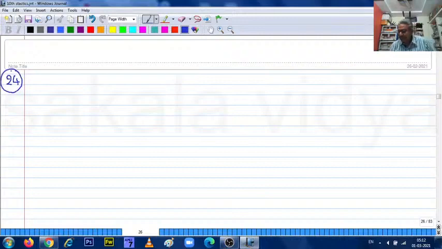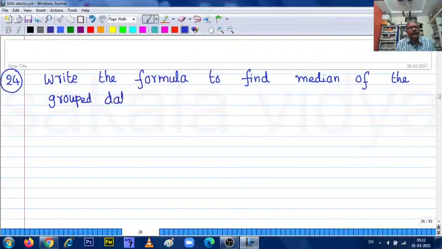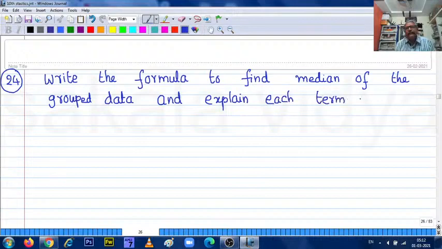So let us move to the 24th question now. Write the formula to find the median of the group data and explain each term in it.